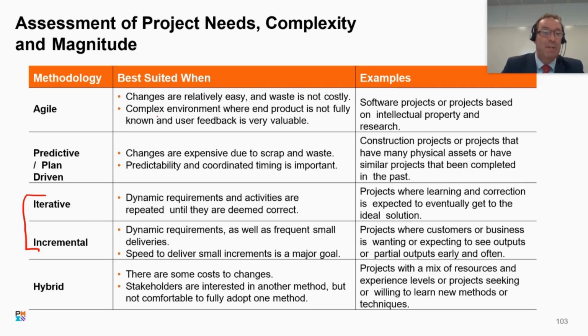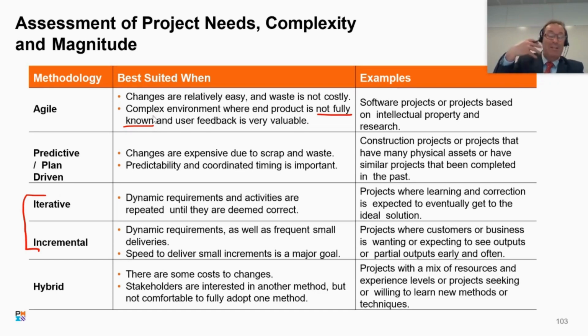But best suited, an agile environment when changes are relatively easy and waste is not costly. Complex environments where the end product is not fully known. That to me is the crucial factor here. Agile is brilliant when I know what I kind of need, what I want to get to, what the vision's getting to. I just don't know how I'm going to get there.